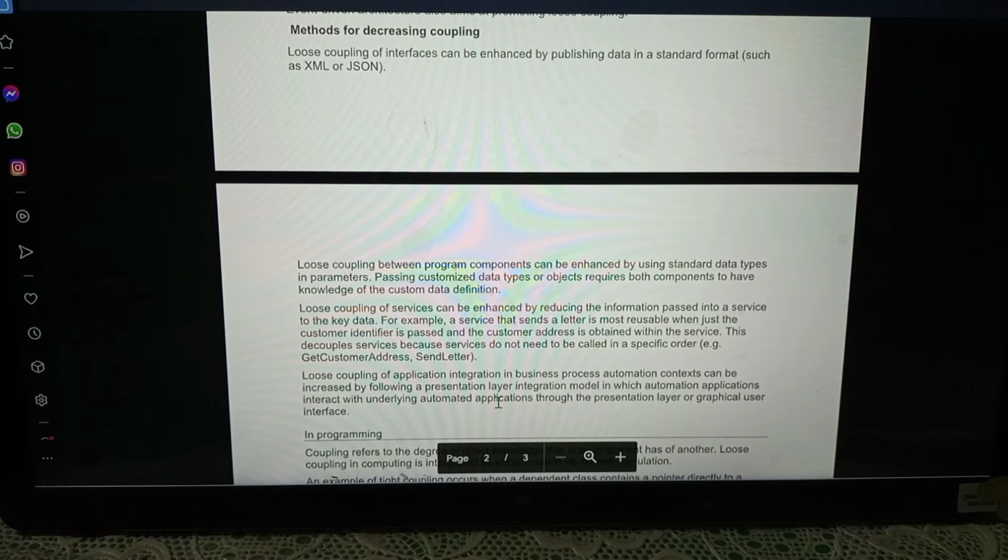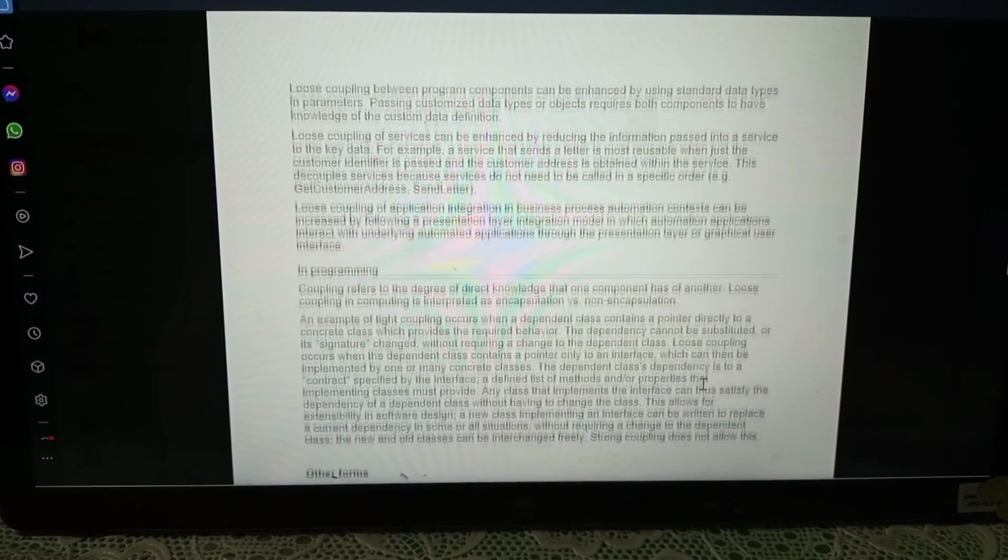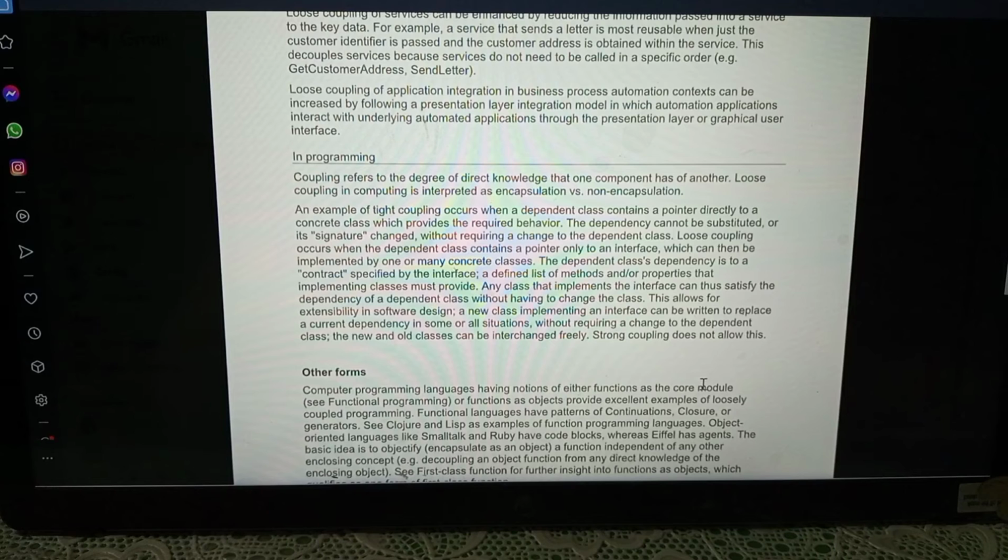Loose coupling of application integration in business process automation context can be increased by following a presentation layer integration model in which automation applications interact with underlying automated applications through the presentation layer or graphical user interface. So, in programming, coupling refers to the degree of direct knowledge that one component has of another. Loose coupling in computing is interpreted as encapsulation versus non-encapsulation.